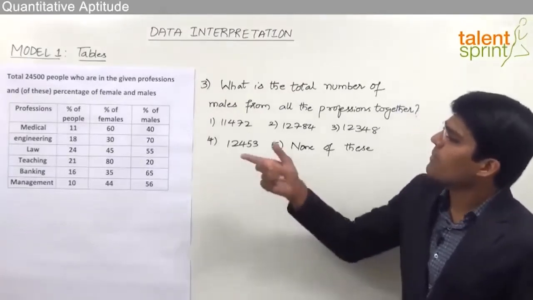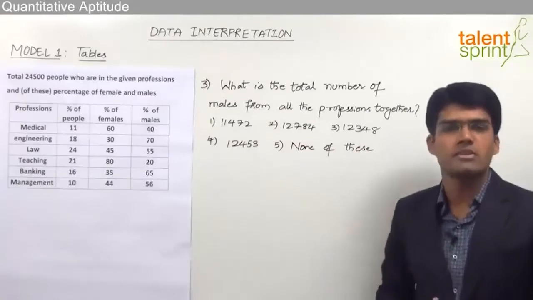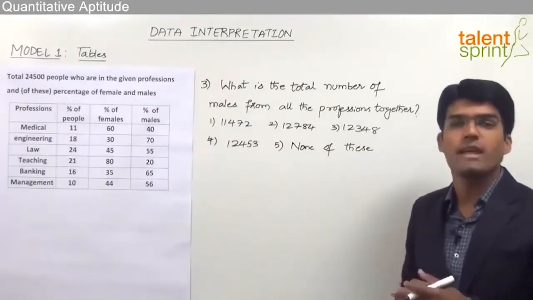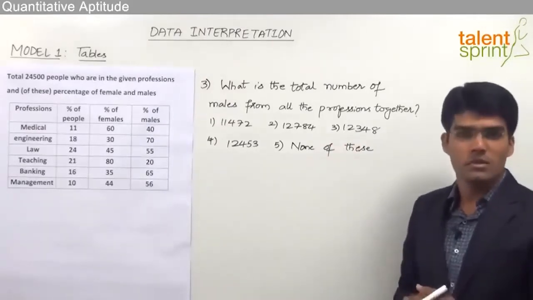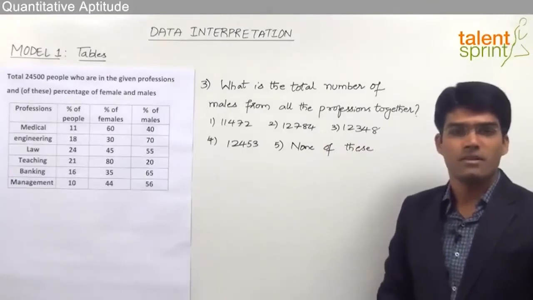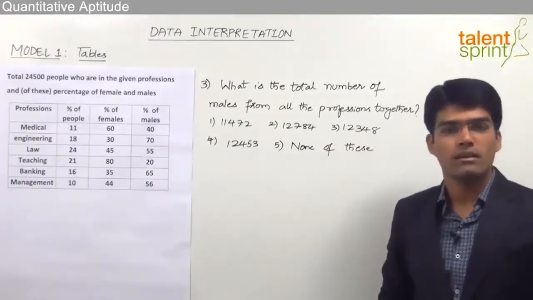Even if we try to go for approximate calculations, you see that the options are given in such a way that approximate calculation will not help us. And the fifth option, moreover, is none of these. So we have to do the exact calculation if we want to answer the question. And that would take at least 1 to 2 minutes to get the answer. So the best way to solve the question here is to leave it and go to the next one.